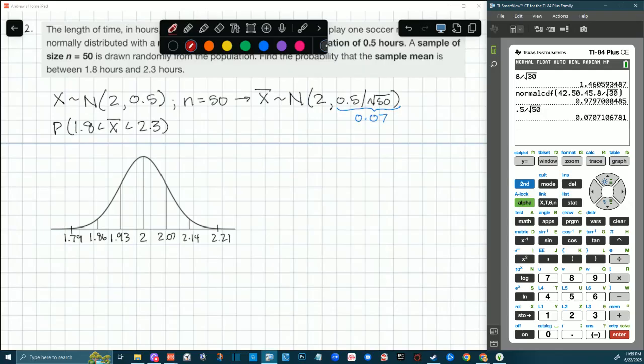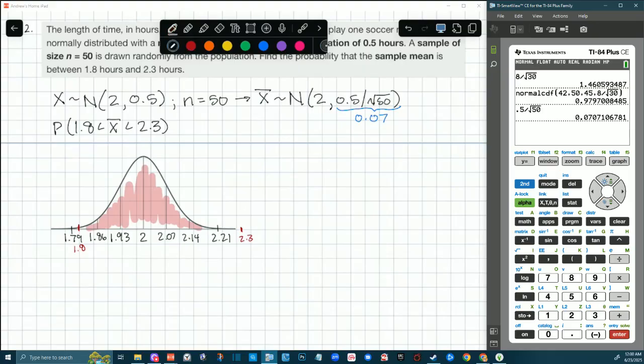So they're asking what is the probability that the sample mean is between 1.8, which is about right here, and 2.3, which is somewhere way out here. So I'm looking for this area here, and I can already see that that area looks bigger than the area I just calculated in my last problem. So I'm expecting an answer that's even closer to 1 than our last example. But let's go ahead and set this up.